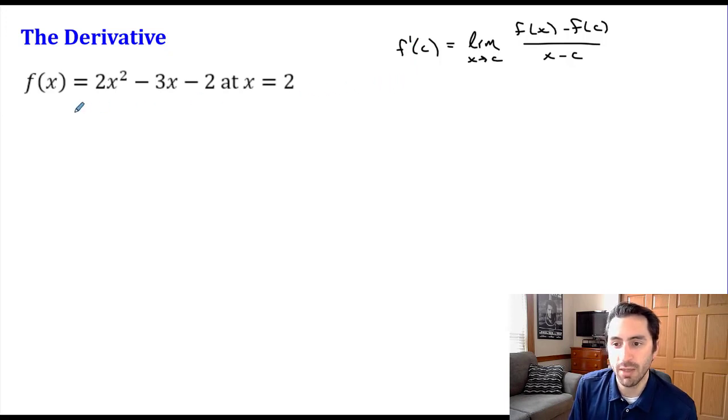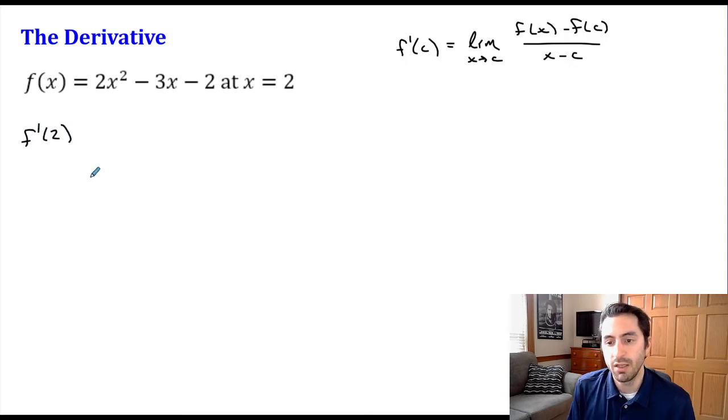So if I look at my example, I'm given this function, and I want to find the derivative at x equals 2. In other words, I want to find f prime of 2. So if I see that notation, f prime of 2, I know that this is asking me to find the derivative at 2. So the first thing I'm going to do, because I know I want to plug everything into my derivative, is find f of c right away. So I want to find f of 2 just so I have that easily available to plug into my formula.